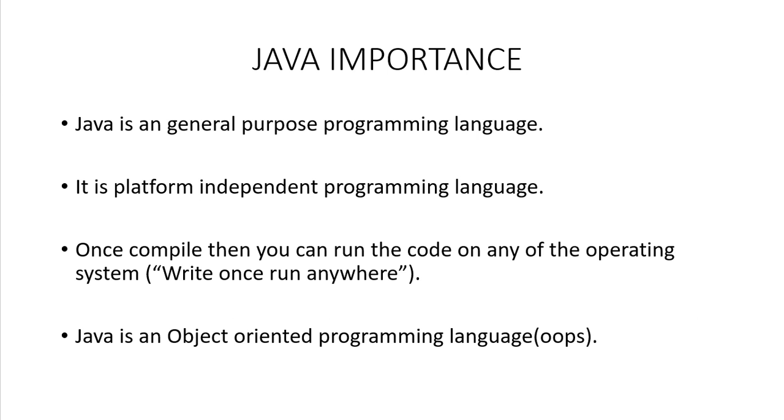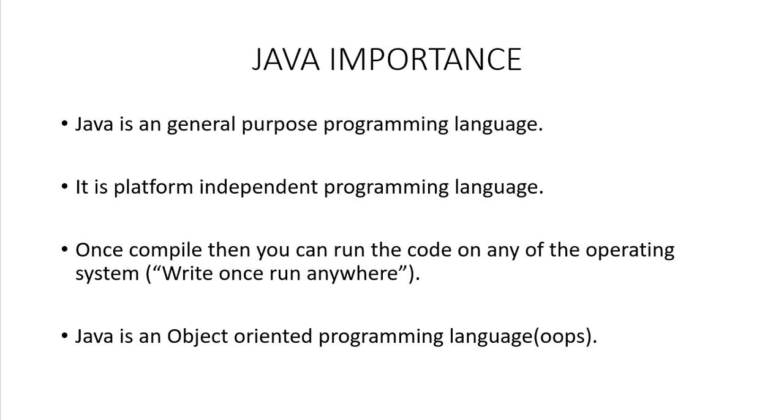So I will explain to you about the importance of Java now. Java is a general programming language. General programming language means it can be used in different types of domains. It can be the health domain, it can be the finance domain. It will be used for developing different types of purposes. And the main motto of Java is that it's a platform independent programming language. Like in the next point you can see, once compiled, you can run the code on any operating system.